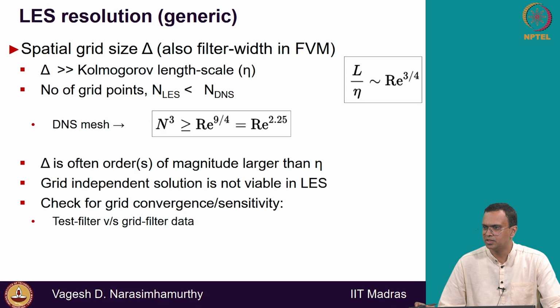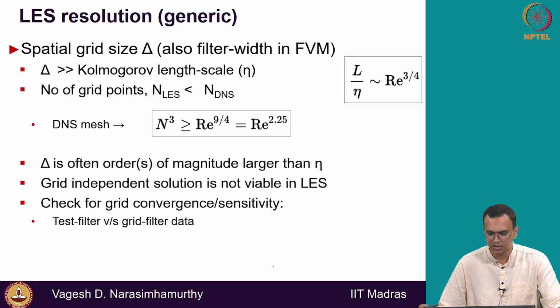So general guidelines for LES resolution. This is generic, applicable to any type of flow problem. So the spatial grid size delta, also filter width in finite volume method, should not be set equal to Kolmogorov length scale. One, because LES is made actually so that it is computationally cheaper than DNS, right? So that it's affordable. So no point resolving all the scales using LES, and even if you are doing, you are adding an SGS contribution also on top of it, so it's not good.